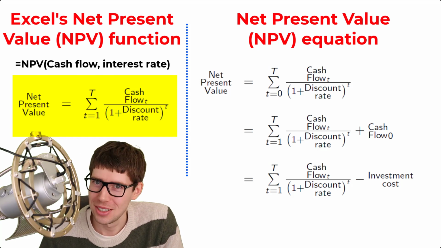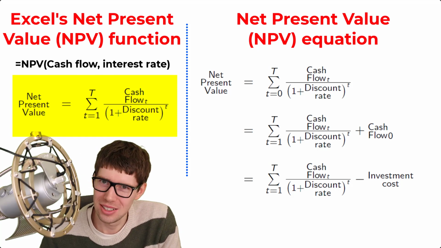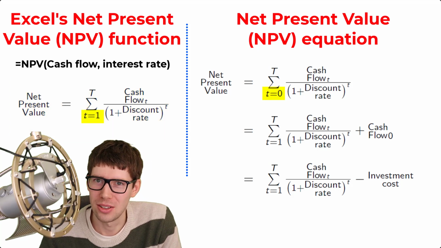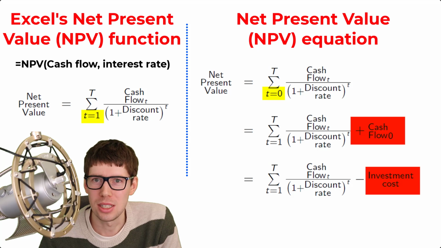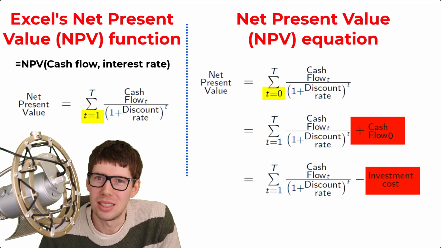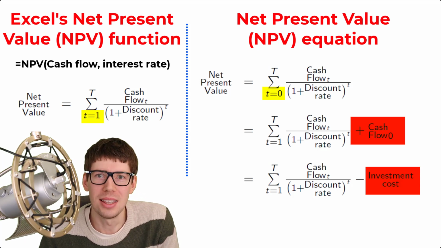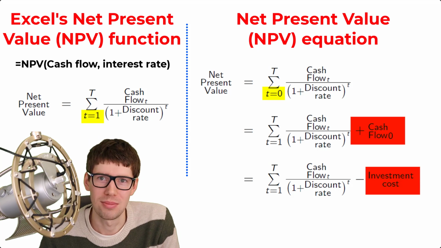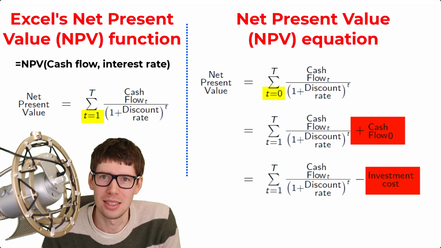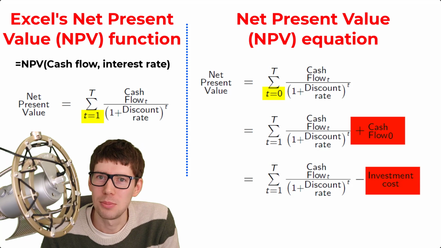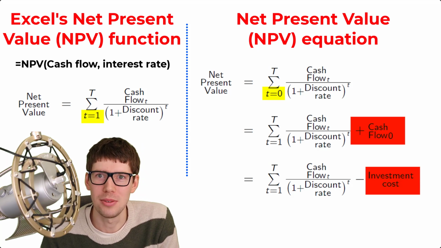If you don't see the difference, the summation sign is starting at 1 rather than 0, which basically means that if you look at this alternative representation here, we are missing the cash flow 0, or the investment cost. The investment cost is not added in here. So it's called net present value because it's the present value net of the investment cost. In other words, we are actually calculating the present value. The NPV function is not calculating NPV.